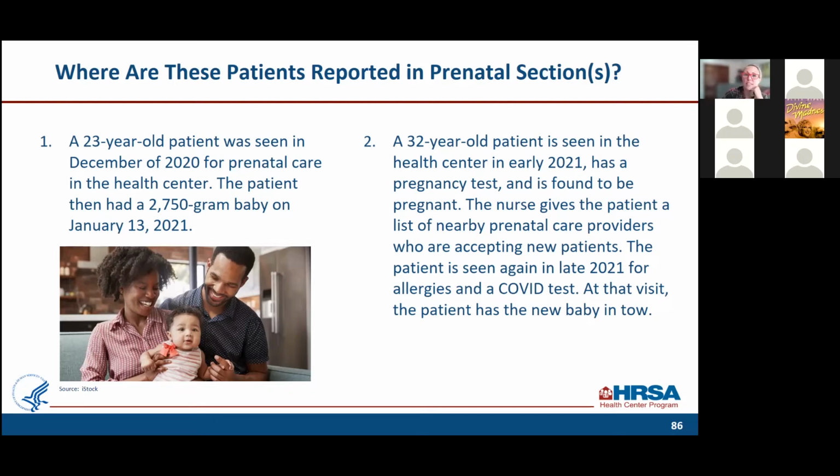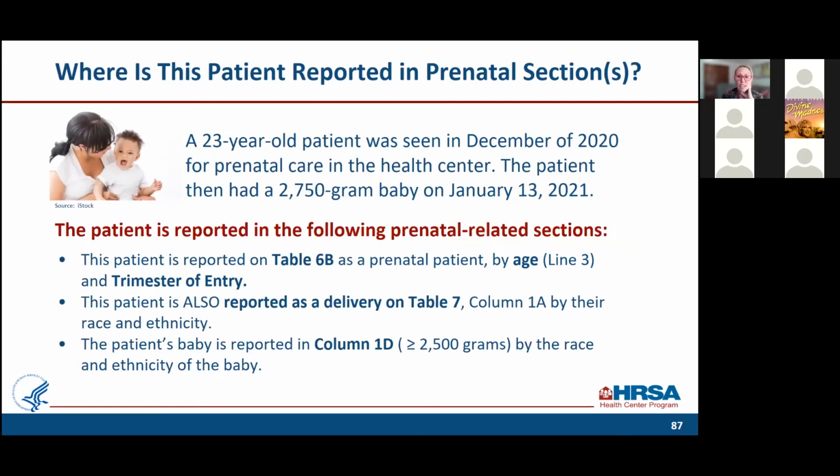So let's look at both of these and think about how they would be reported. The first patient, I don't know if you're following along in your tables, the 23-year-old patient seen in December for prenatal care, and then had the 2,750 gram baby on January 13th. This patient would be reported in these sections.